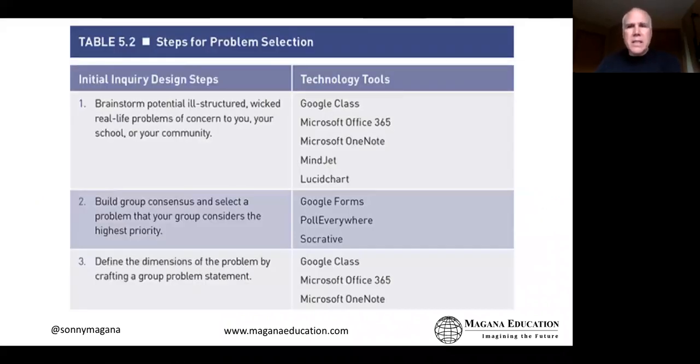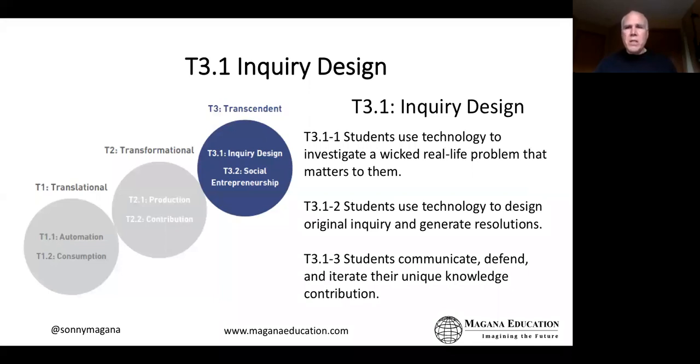In my book, I list the steps very sequentially for systems to help students engage in the inquiry design process by brainstorming those wicked problems that matter, coming to consensus, prioritizing them, and then writing a problem statement that helps focus their work and effort. So we're not just spinning our wheels, but have students focused on their output. And then students defend and communicate and iterate their unique knowledge contribution.